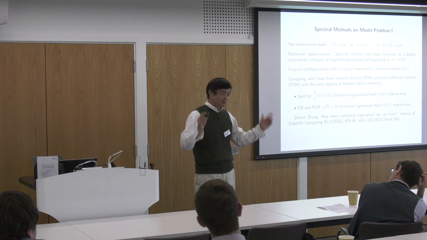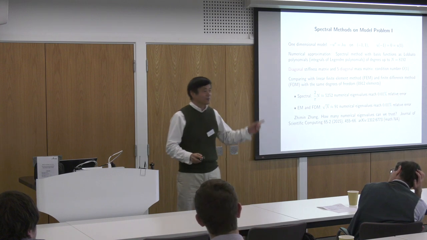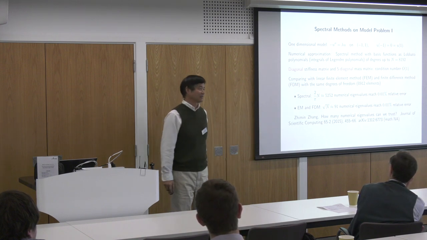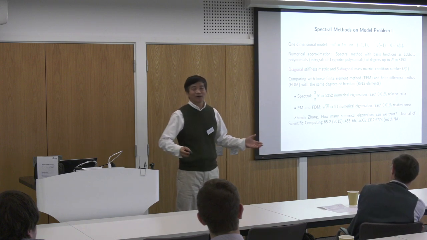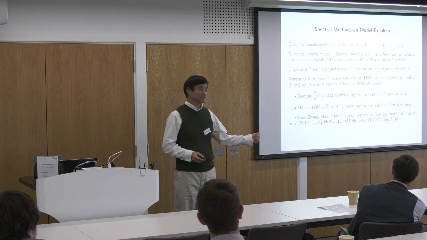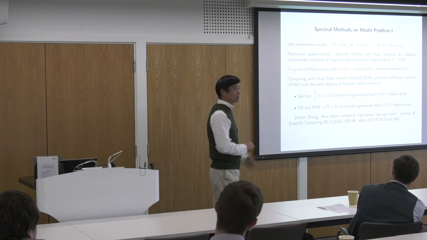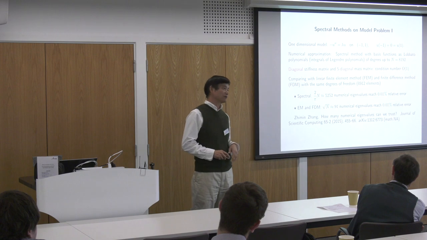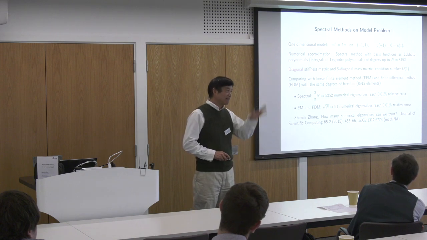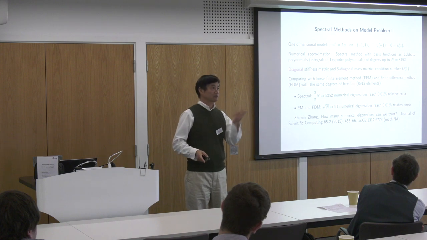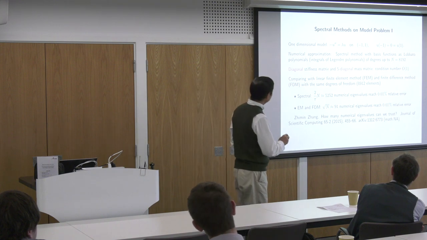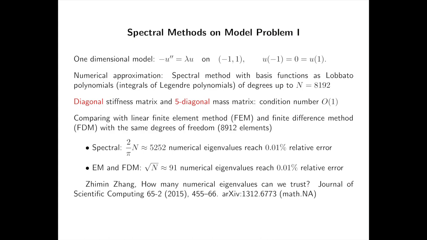But think about it: Legendre polynomials are orthogonal, so you have a diagonal stiffness matrix. There's no instability, no condition number issue. And your mass matrix is very stable. The condition number is very small, and it is tridiagonal, because the two off-diagonals are zero, symmetric. So let's compare with the linear element and the finite difference, with the same degree of freedom.